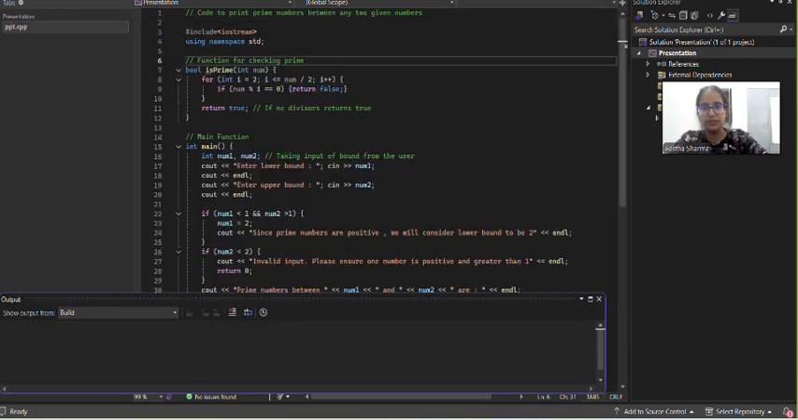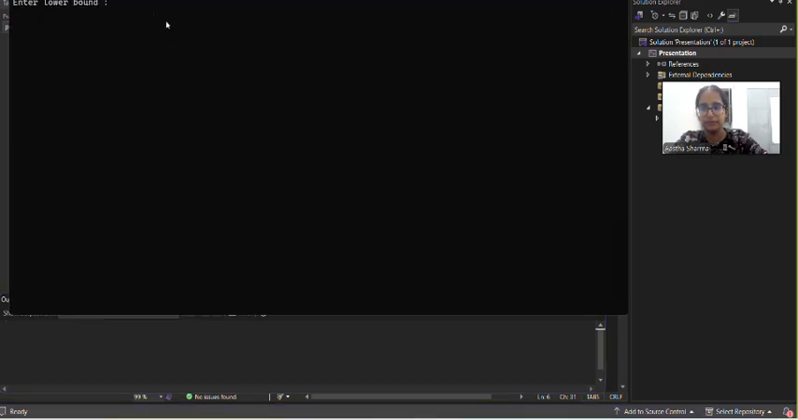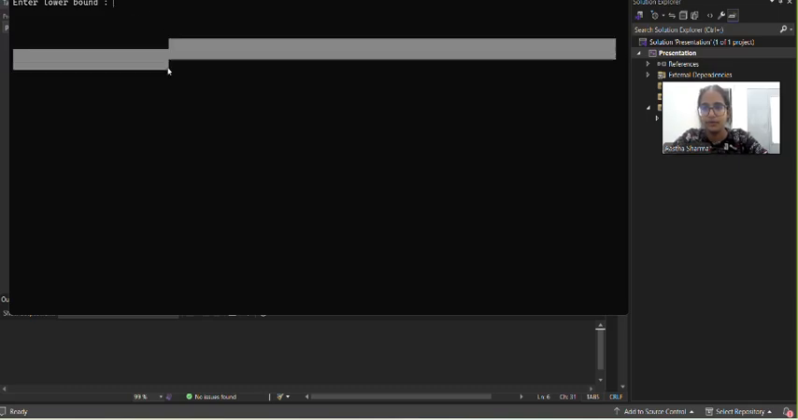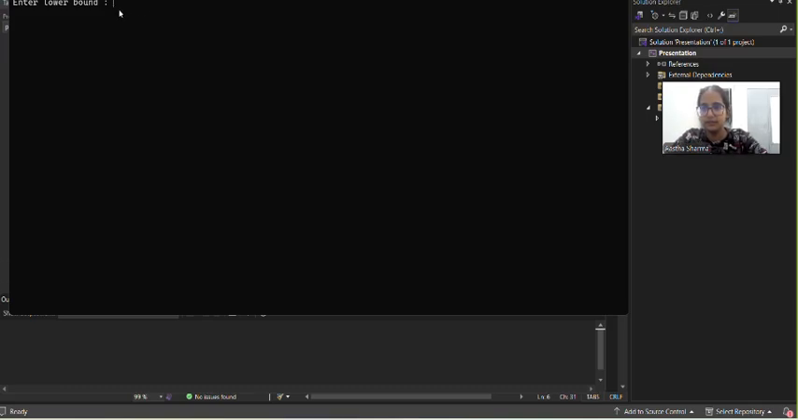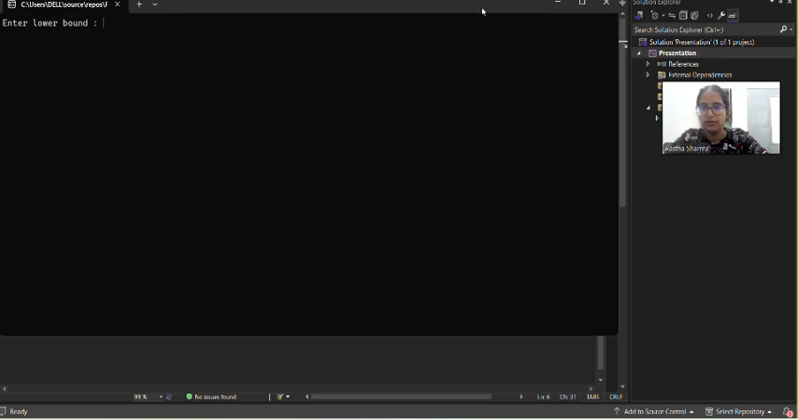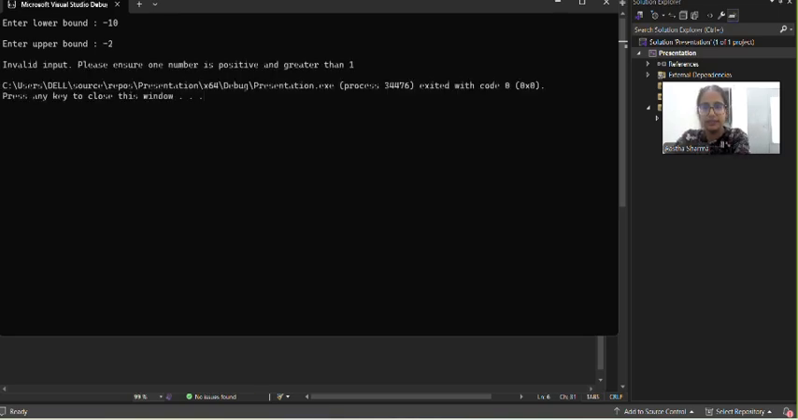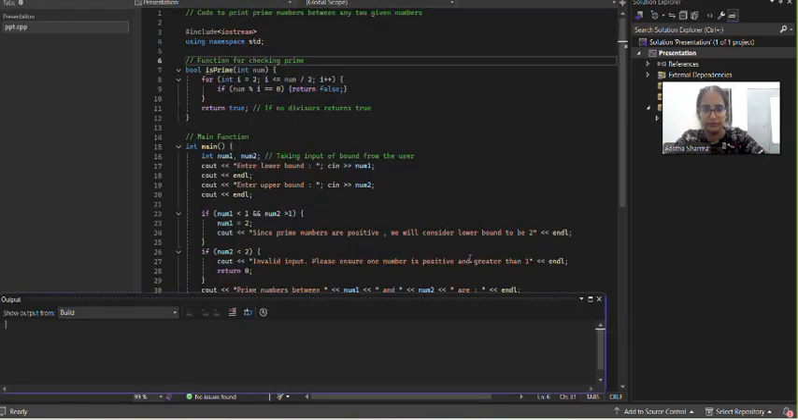Let me show you one more example when both the lower and upper bound integers are negative. Let's say our lower bound is minus 10 and our upper bound is minus 2. So you can see here it will show invalid input. Please ensure one number is positive and greater than 1.